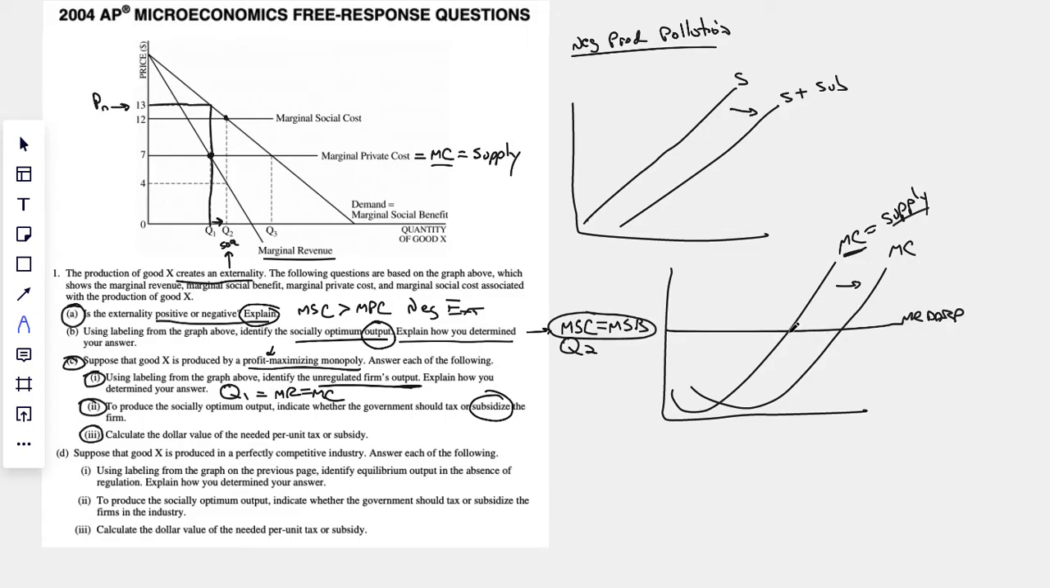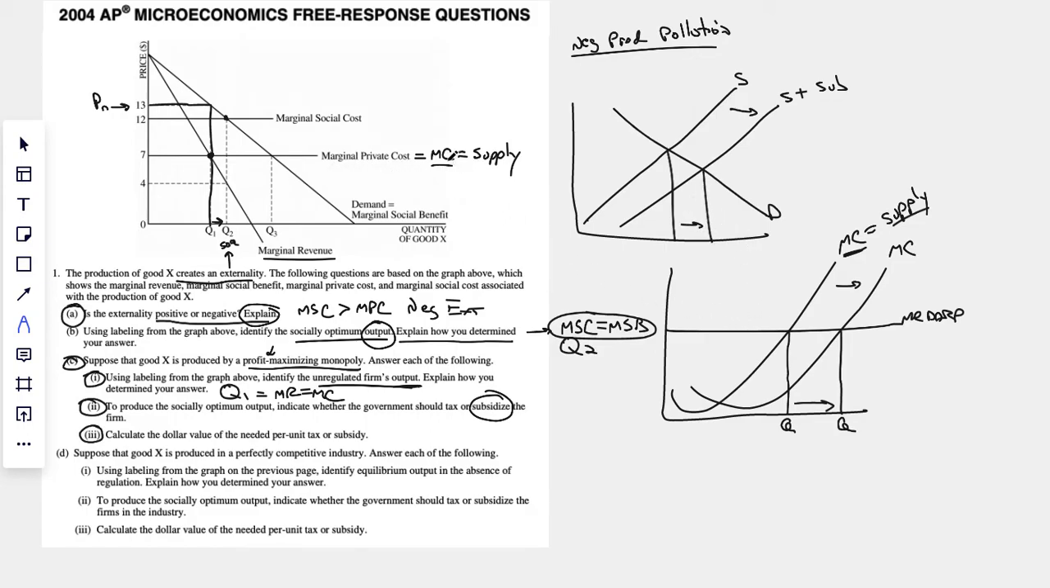I know that this makes sense now. Here's where profit max was before. Here's where profit max is now. My quantity has increased just like up here, right? As we get a subsidy, the quantity increases. That's exactly what we're looking for.